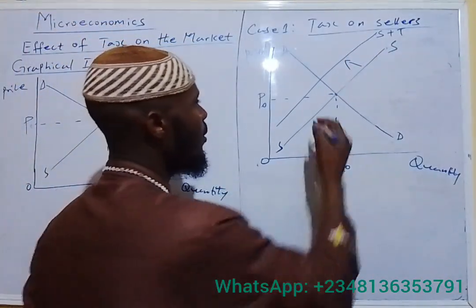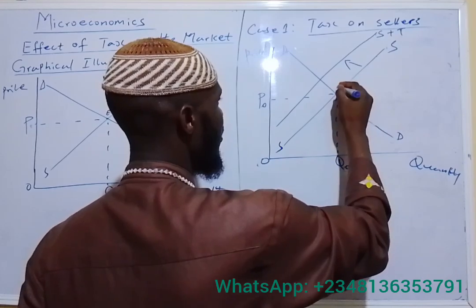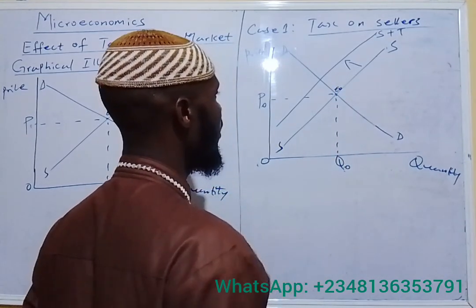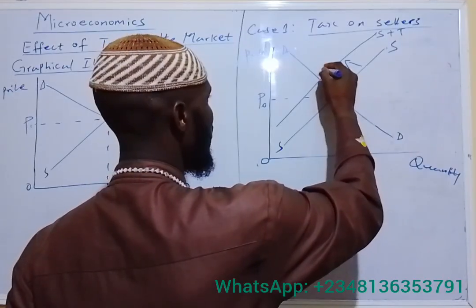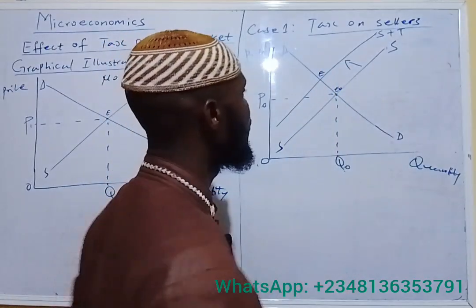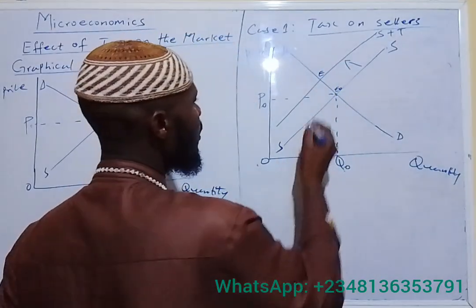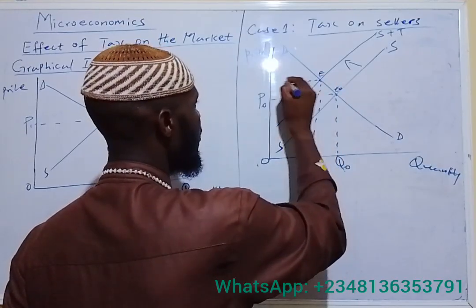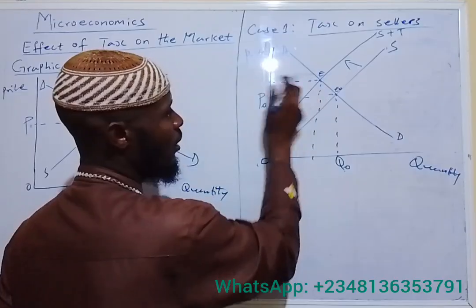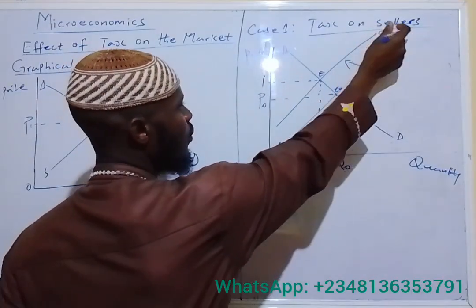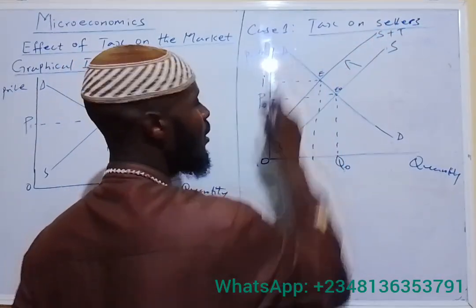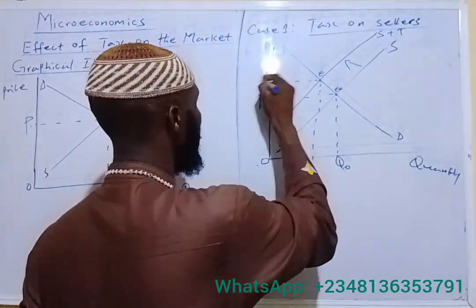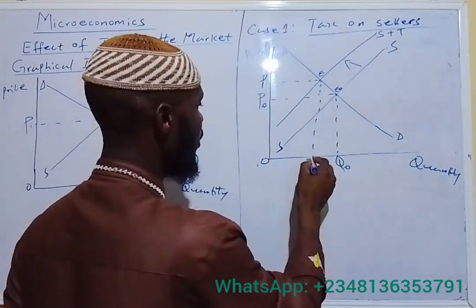Let me just call this E. This is the new equilibrium. You can see that here we have the new price, the corresponding price here. We can see the interaction of the new supply curve and the original demand curve, because the demand curve has not shifted. So we have P, and we have Q.